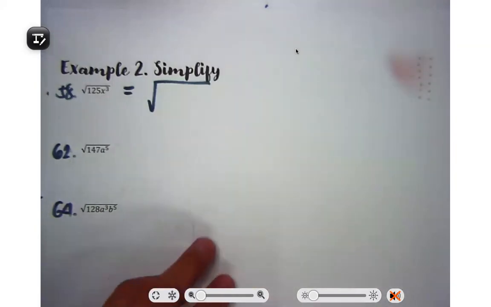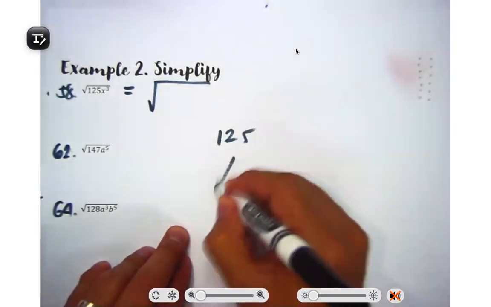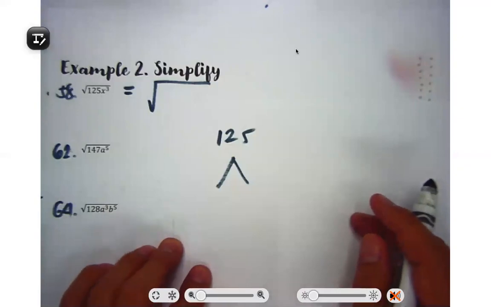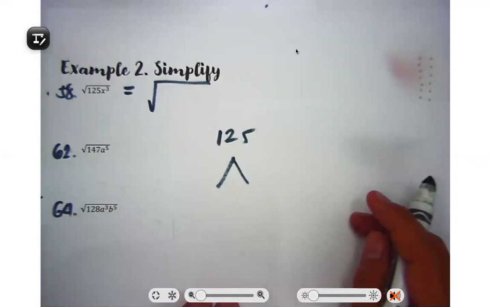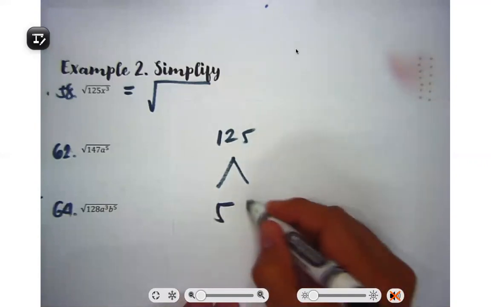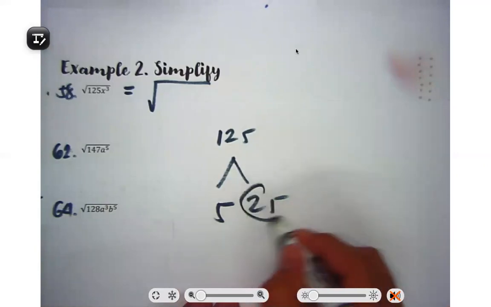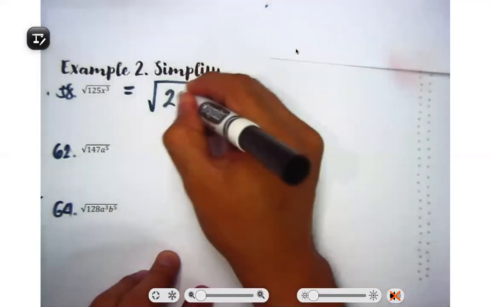Let's see. When we factor 125, we consider those that are perfect squares. So we can simply think of a number. What are those factors of 125? We have 5 and 25. Okay. Are we done there? We already have a perfect square, right? So 5 and 25. So that's 25 times 5.